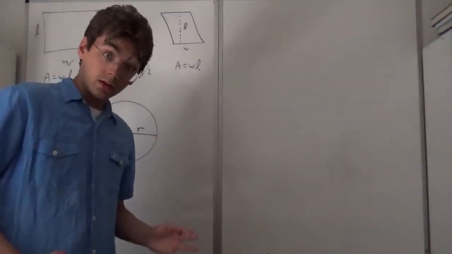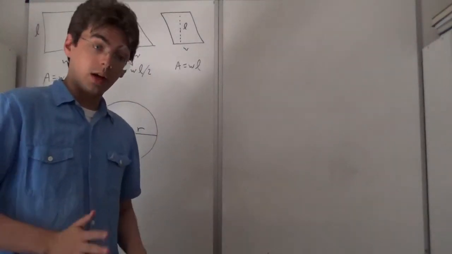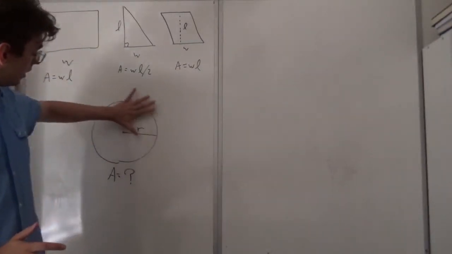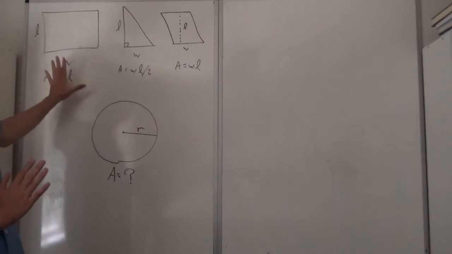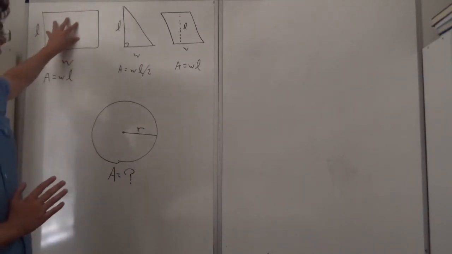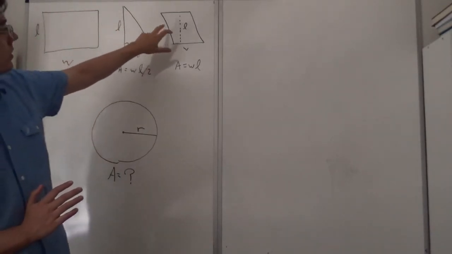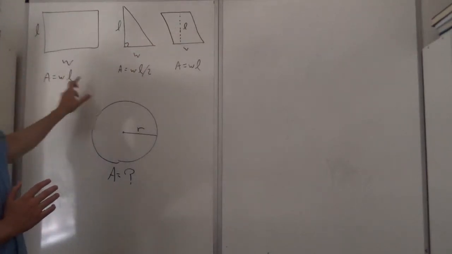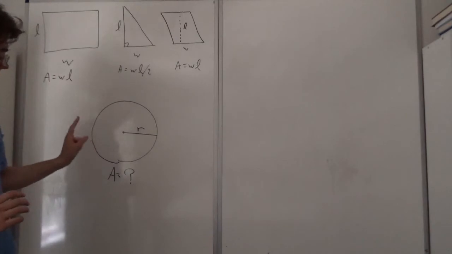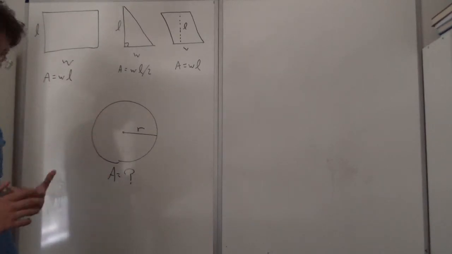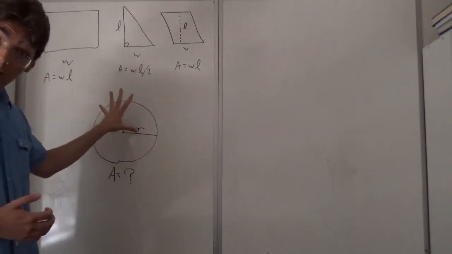So today I want to try to find an equation for the area of a circle in terms of its radius. We have equations for rectangles and triangles and trapezoids for their areas in terms of their width and length. I want to do the same thing for a circle. Now if we're going to do this, we're going to find the area of a circle.